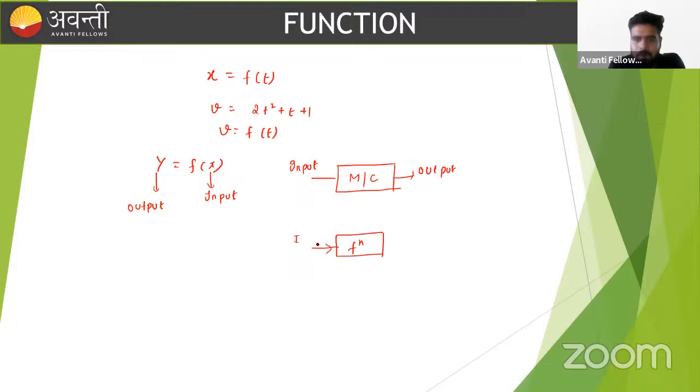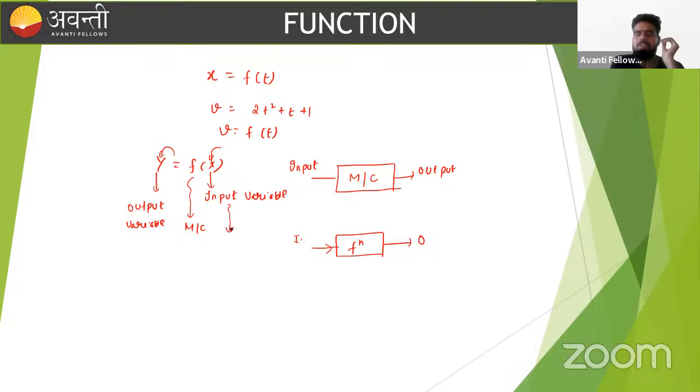Here we supply input, here we get output. So here we can say what is our f? F is acting like a machine. We put input here and we will get output here. This x is known as the input variable, and this is known as the output variable.